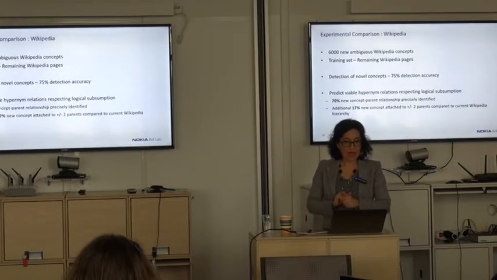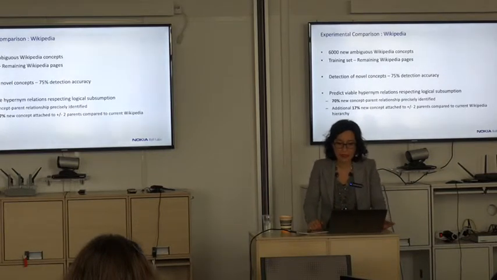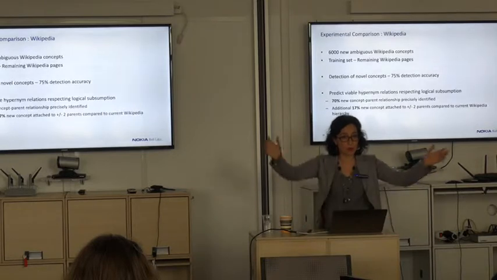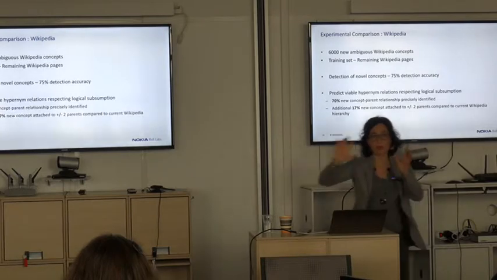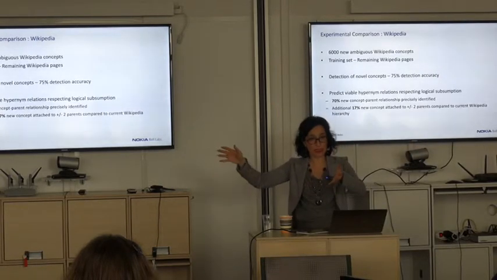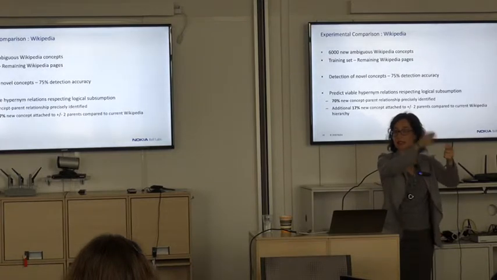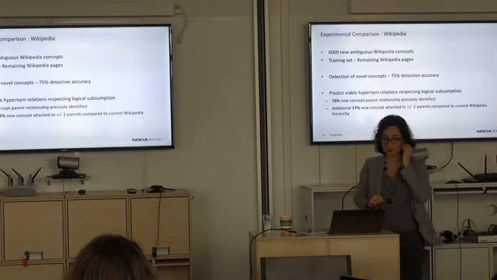So, how did we test and train? 2 main data sets, Wikipedia and WordNet. On Wikipedia, we use 6,000 new concepts. So we took the Wikipedia concepts, we took away 6,000, we use everything else for training, and then we try to re-put back those 6,000 elements that we didn't use in the training phase.